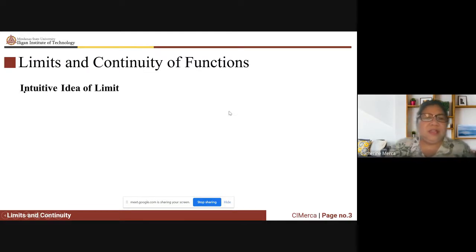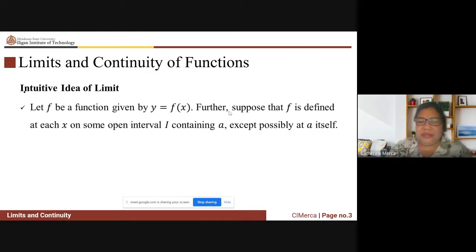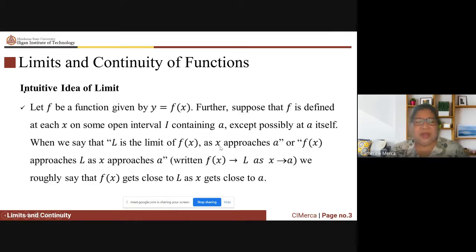When you say limits and continuity of functions, the intuitive idea simply says that if you have a function, say y equals f of x, and suppose that your function is defined at its x on some open interval I containing a, except possibly a itself, then we say that L is the limit of the function as x approaches a. When you say limit, it is just actually approaching a certain value, not necessarily equal to that value. So f of x approaches L as x approaches a. Written f of x approaches L as x approaches a.